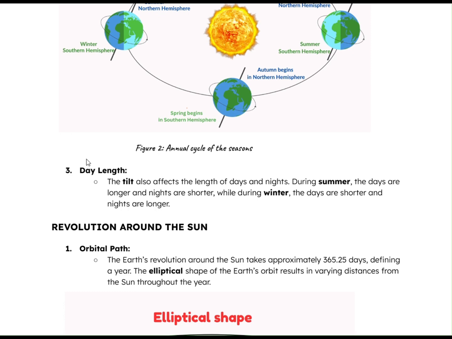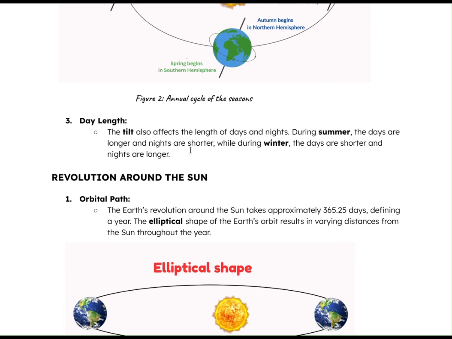Okay. Moving on to the third part. Here are day, or rather day length. Yes. So the tilt also affects the length of the day and the night, right? So during summer, the days are longer and the nights are shorter, while during winter, days are shorter and nights are longer. All of it is based on the tilt.